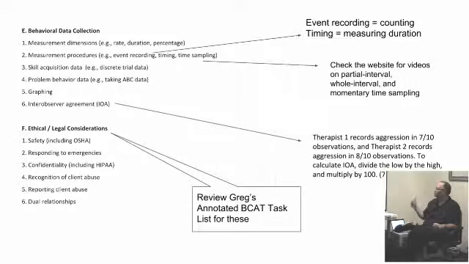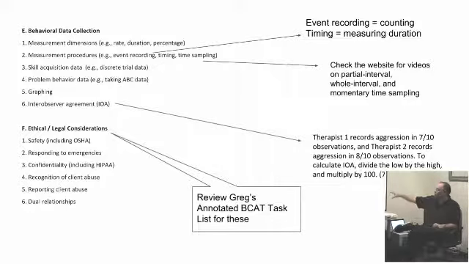20 seconds, 30 seconds. Time sampling: know what partial interval time sampling is, which is the play date data that we take. Know what momentary time sampling is, which we looked at in the video. And whole interval time sampling is just like partial, but you only record a plus if they did the behavior the whole duration of the observation interval, as opposed to just during some part of it.